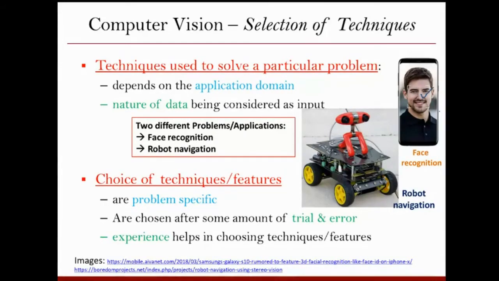Whatever you are using in face recognition will not be suitable for robot navigation, though both have a similar kind of input. In face recognition the input is an image, and in robot navigation also the input is an image. But the technique that you will follow here will be very different from the technique that you follow there. All right. So what technique you choose to solve a problem depends on the problem. It is going to be problem specific.